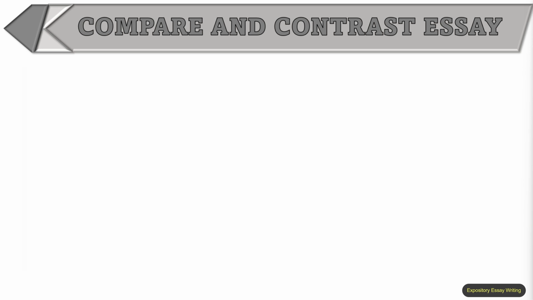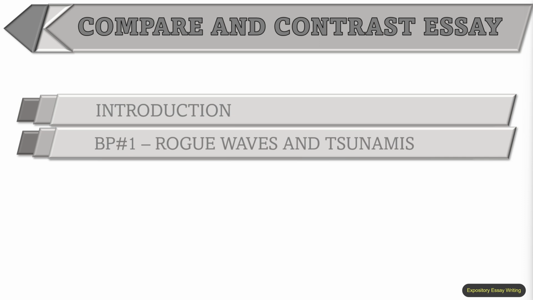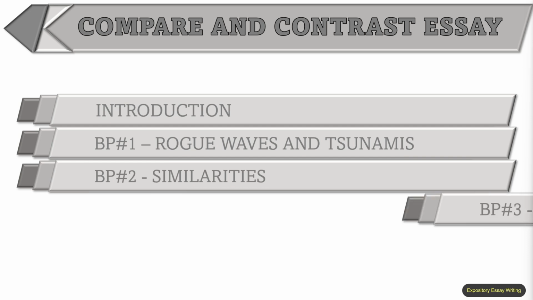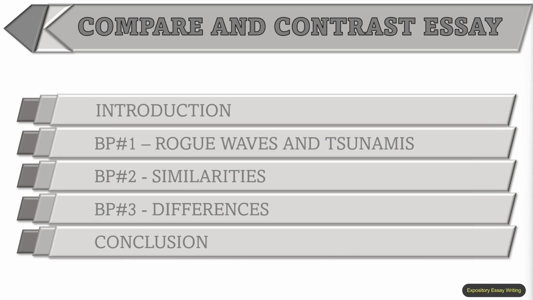Alternatively, you can create a different structure such as this one, which begins with the introduction, presents the concepts of rogue waves and tsunamis in body paragraph 1, and covers their similarities and differences in body paragraphs 2 and 3, following with a conclusion.